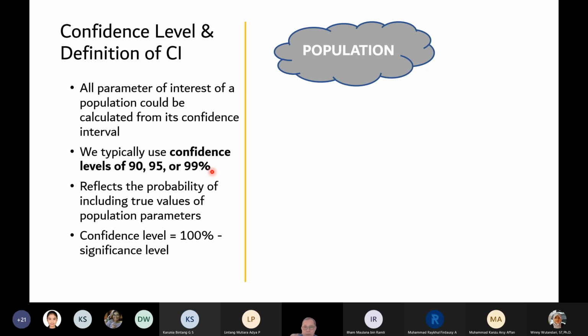That will give you a trivial result. Trivial result means something that is mathematically not wrong, but it doesn't have any practical use. Okay, yeah. So we always work with either 90 or 95 or 99% confidence levels.